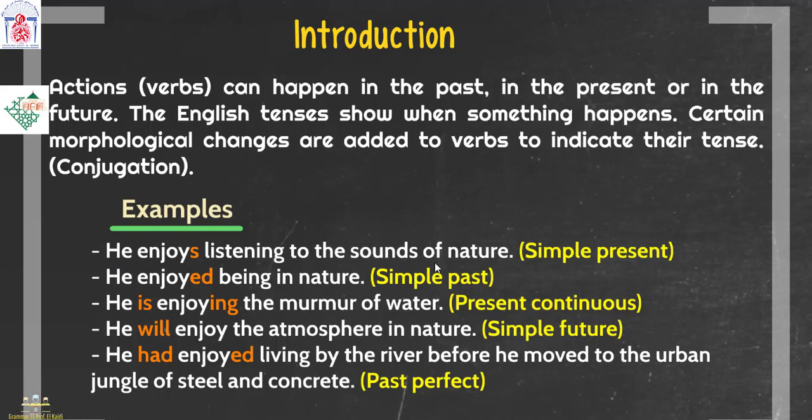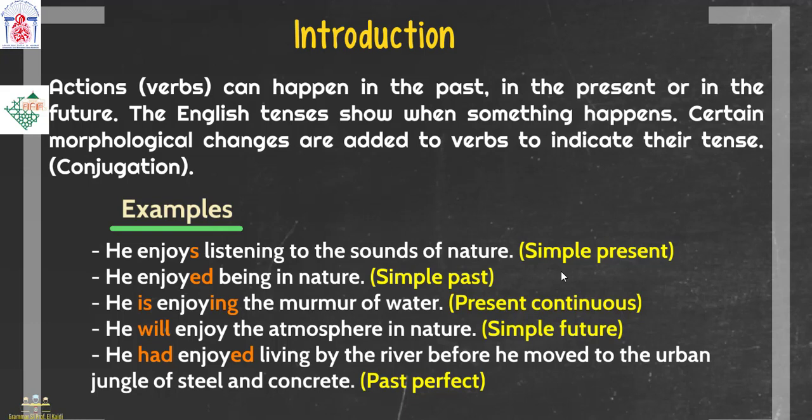He enjoyed being in nature. Here again, we have the simple past tense. And to indicate that the action took place in the past, we need to add ed to the verb. He enjoyed. In the third example, he is enjoying the murmur of water. So as you see in this example here, we added ing to the verb, and we also used the auxiliary verb to be to indicate that the action is happening now or is taking place at the time of speaking. That's the present continuous or present progressive.